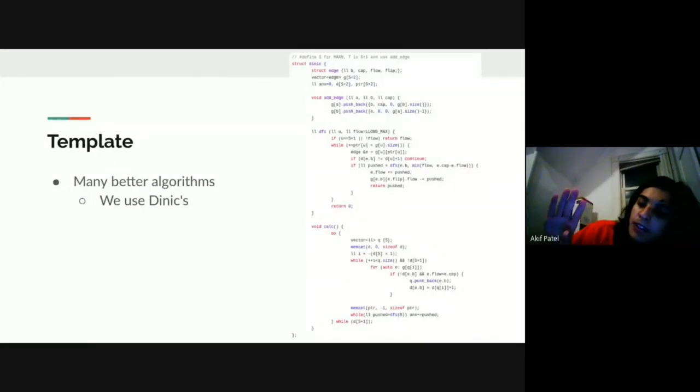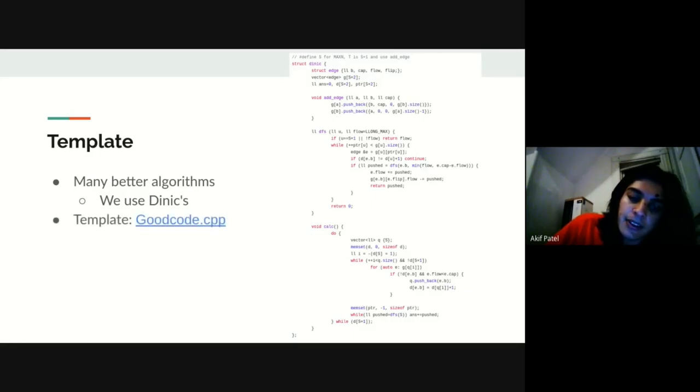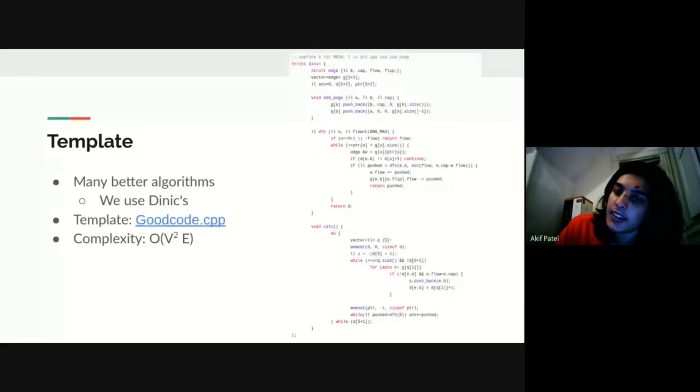And this works in a completely different way than what I described above. It uses different layers of a graph, like a layered graph, and it does stuff like that. So this template over here, you can find on this link. Its complexity is O(V squared E), where V is the number of vertices and E is the number of edges in your graph.